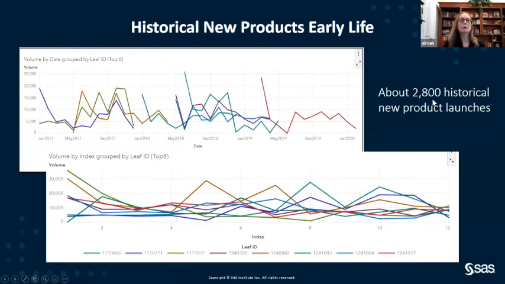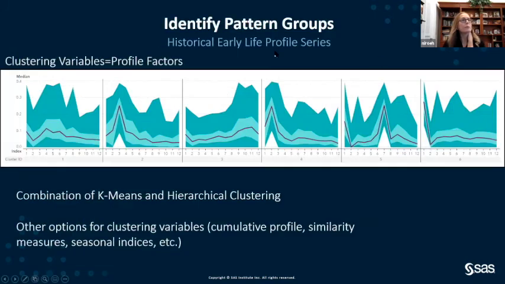We had about 2,800 historical new launches over this 4-year period, and we of course did the training and validation test data splits for creating the models. Then we run the cluster analysis on the patterns of the profile series, and we obtain 6 in this case, for this subset of the data. I'm not showing you the whole data, of course. This is a subset, one of their product groups. We ended up with 6 clusters of early life patterns.